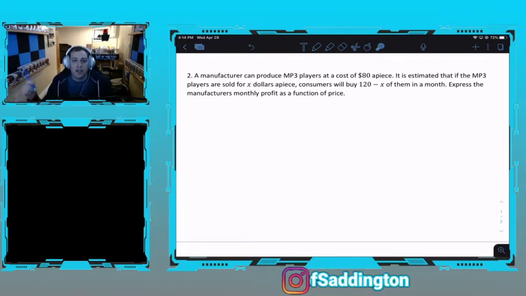But anyways, it's estimated that the MP3 players are sold for X dollars a piece. So we know how much it costs them to make, but we don't know how much it's actually being sold for. Consumers will buy them at 120 minus X a month. So it says express the manufacturer's monthly profit as a function of price.